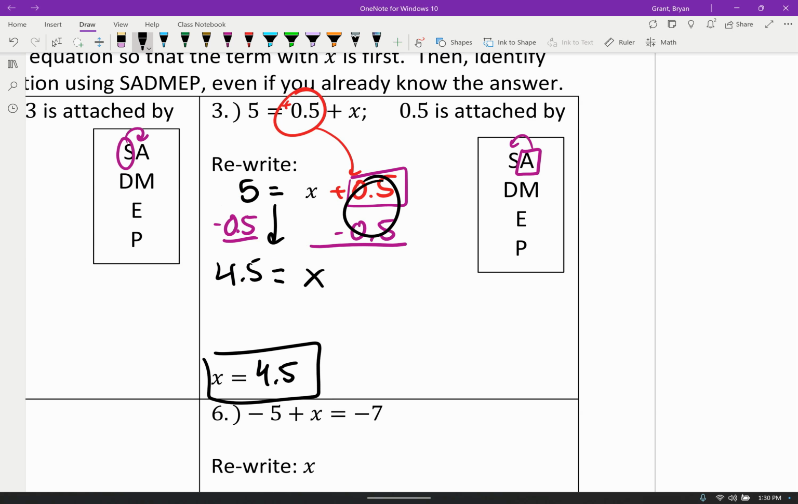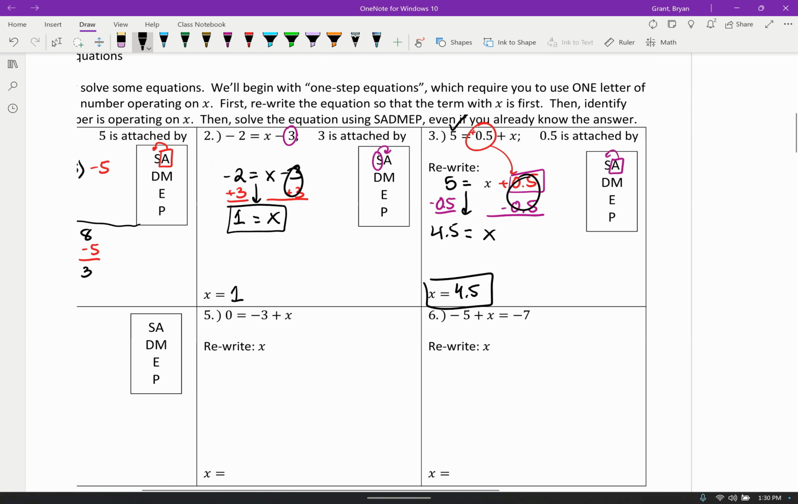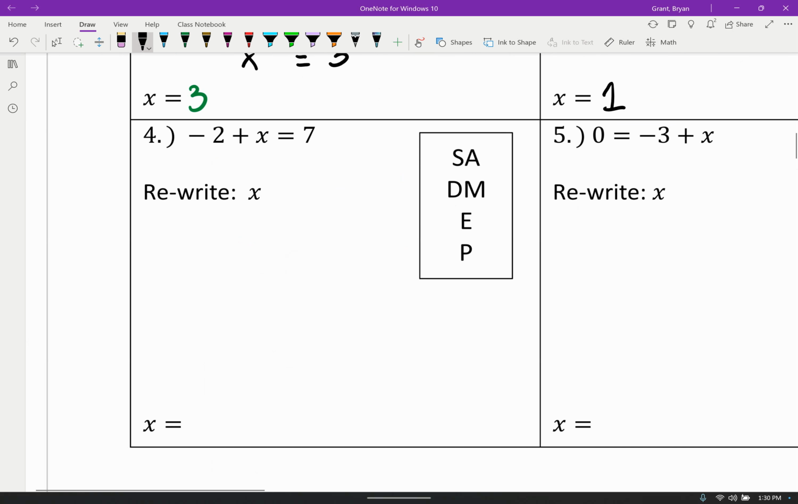A quick check. If you do 0.5 plus 4.5, is that 5? Certainly is. Okay, 3 to go. Negative 2 plus x. Notice that on the left side of the equal sign, x is not first. I'd suggest a rewrite there. I'd take this positive x and put it first. And then this is where things get weird. What are we going to put second?